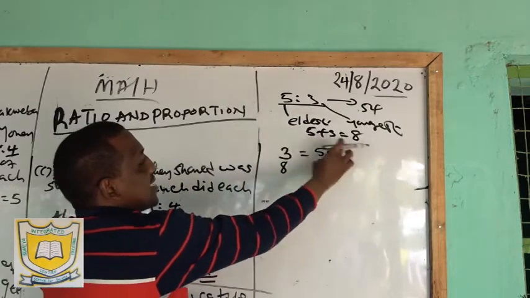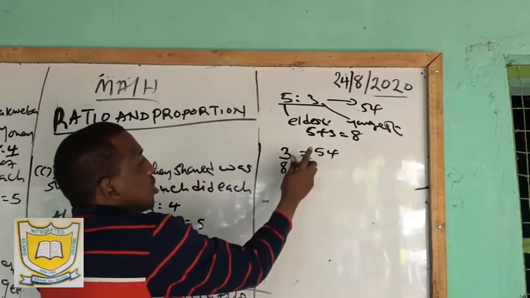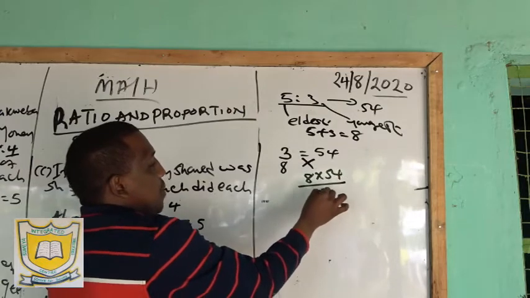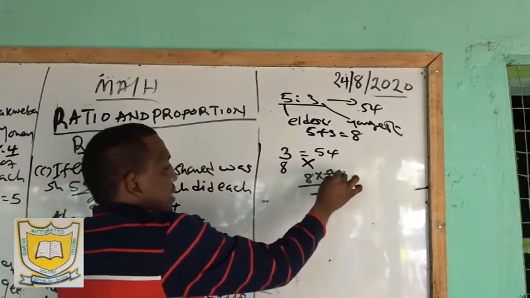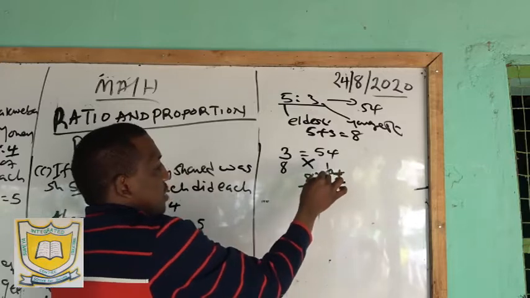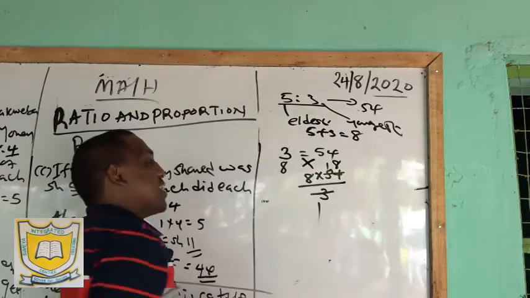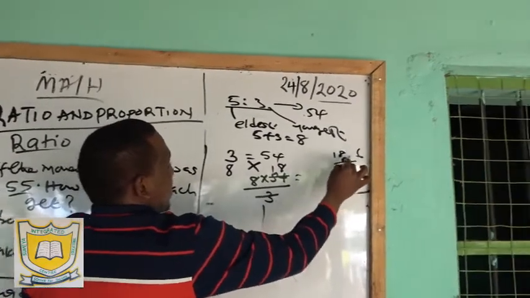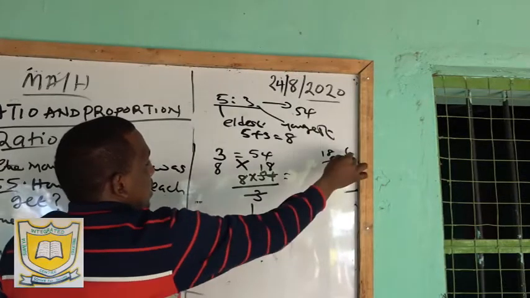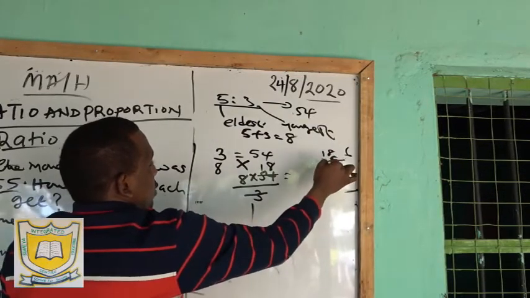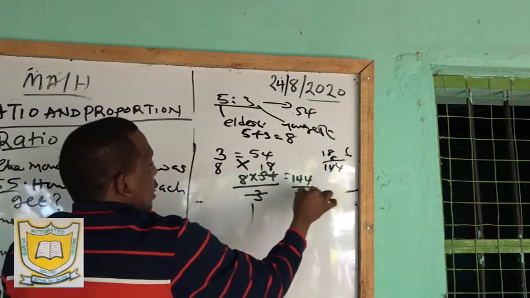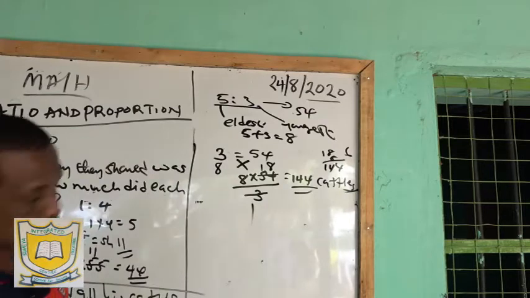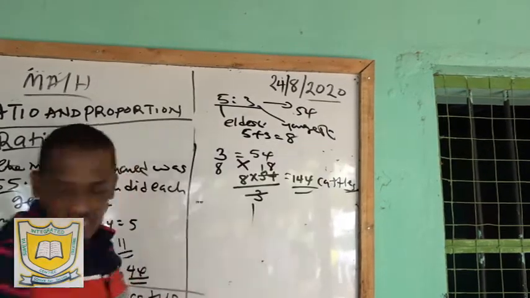So if the 3, the youngest, is this, what about the total animals, 8? Cross multiply. So 8 times 54 over 3. 3 into 54 is 18. So let's multiply now. 18 times 8, 64 carry 6. 8 plus 6 is 14. So it is 144 cattle. 144 cattle. It is very easy.